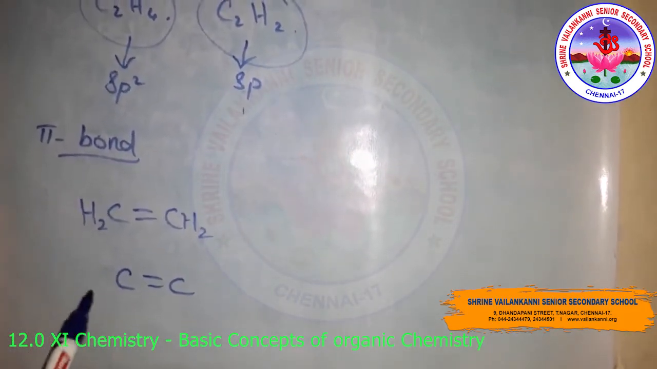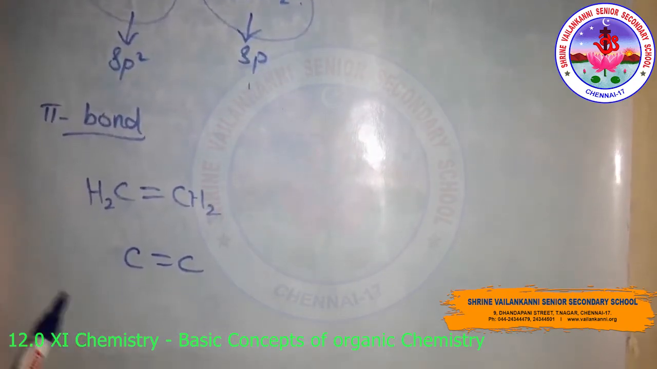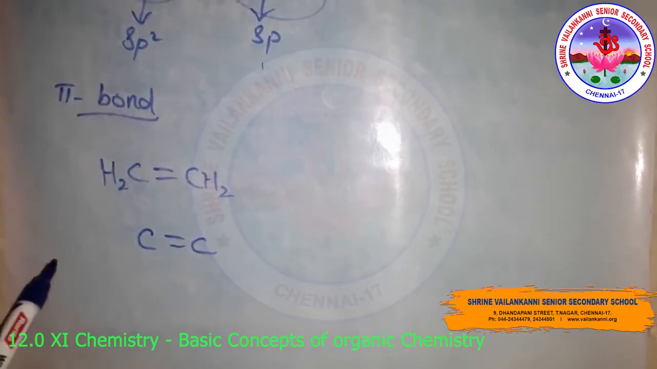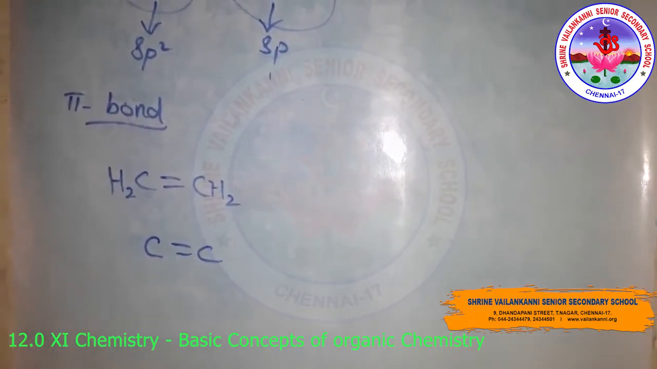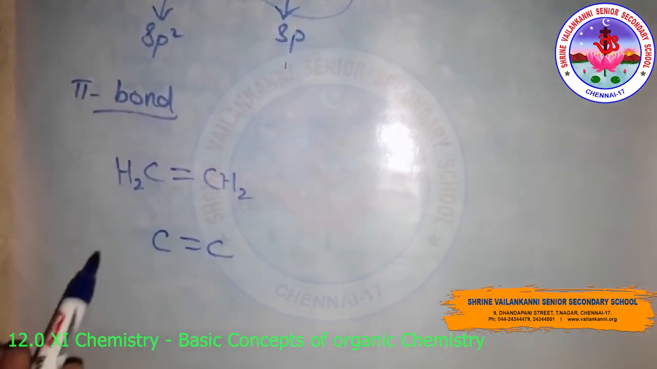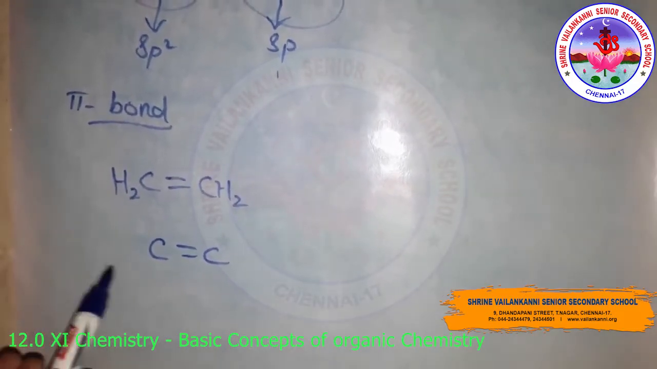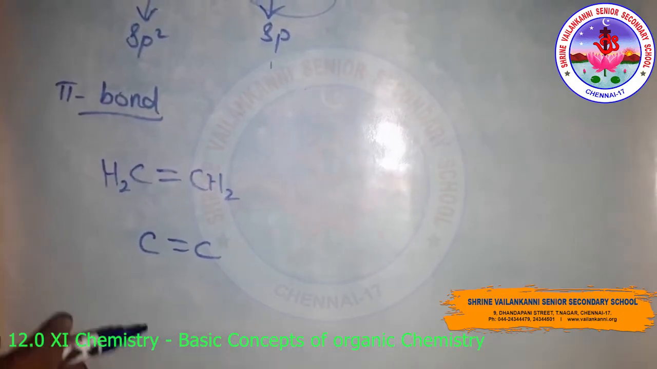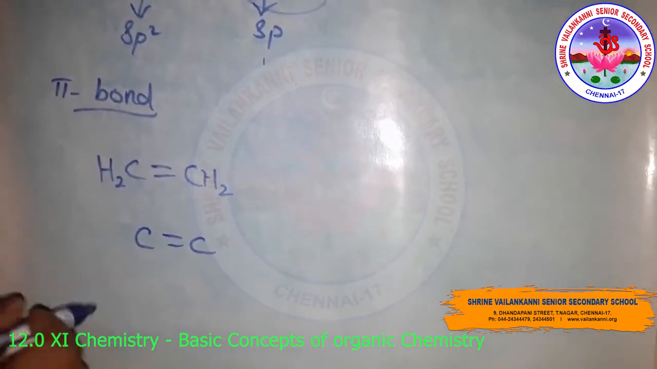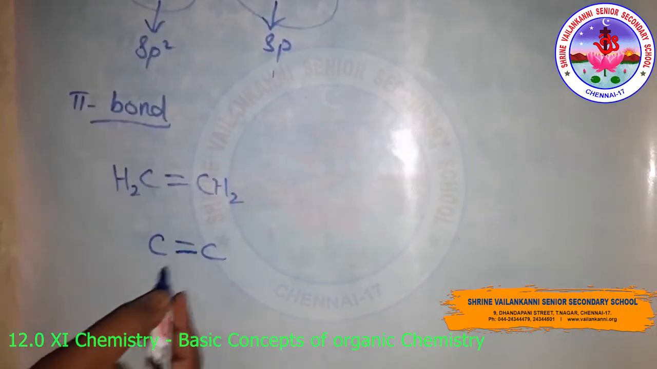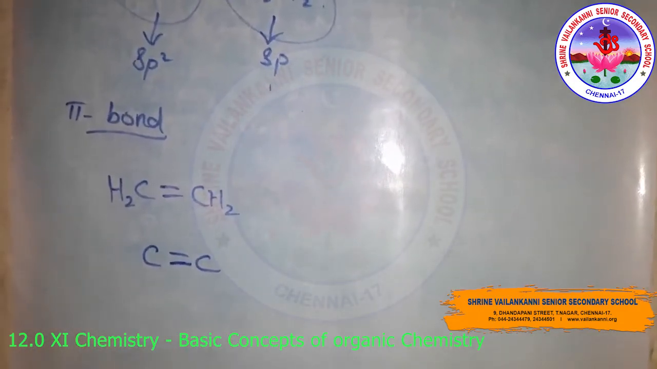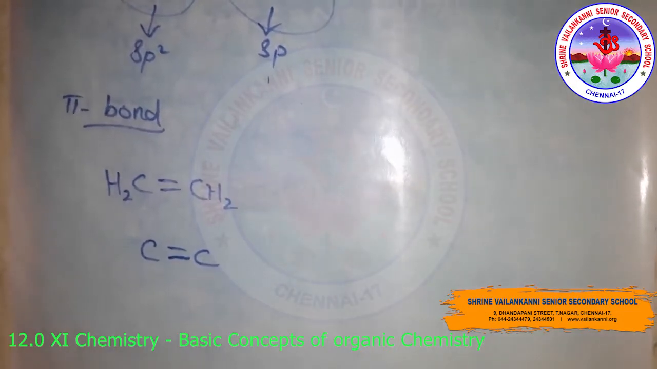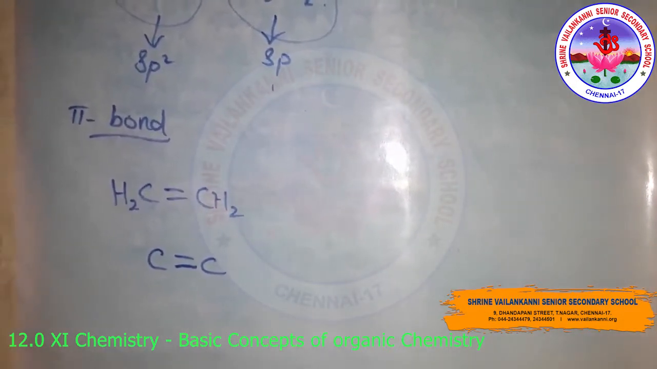The electron charge clouds of the pi bond are located above and below the plane of the bonding atoms. This results in the electrons being easily available to attacking reagents. So in general, pi bonds provide the most reactive centers in molecules containing multiple bonds. So compounds with pi bonds are the most reactive compounds. Then we'll see the structural representations of organic compounds.